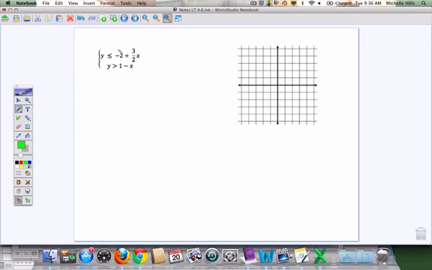Now, I will add part of a video later where I'm doing these other two graphs. For now, just the two you worked on.